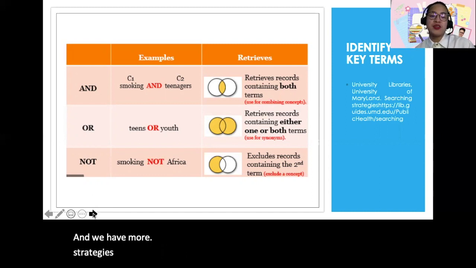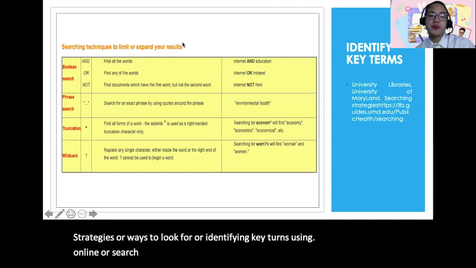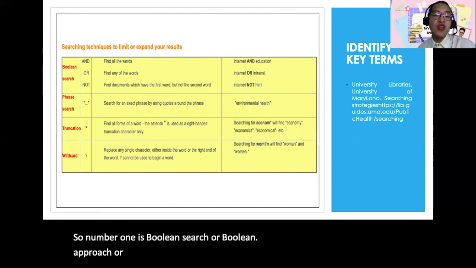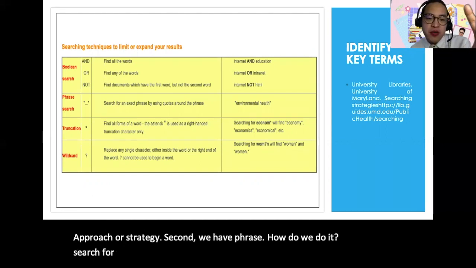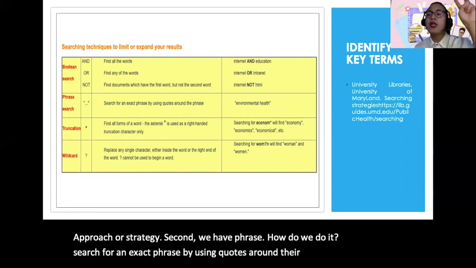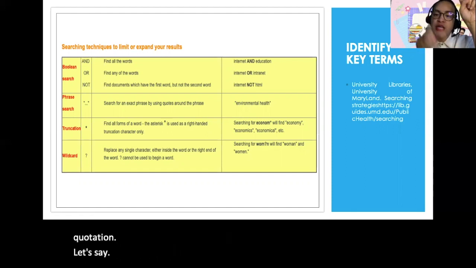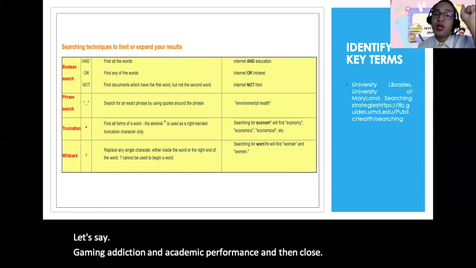Okay. And we have more strategies or ways for identifying key terms using online search engines. So number one is Boolean search or Boolean approach or strategy. Second, we have phrase. How do we do it? Search for an exact phrase by using quotes around the phrase. So open quotation, let's say gaming addiction and academic performance, and then close quotation. That's how we use it.